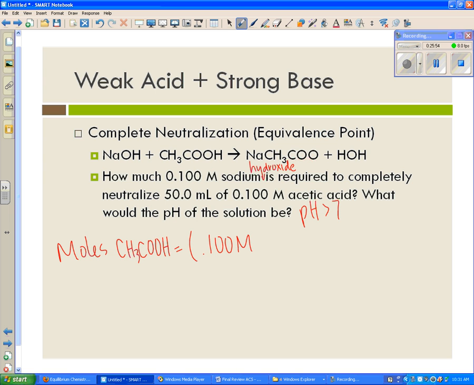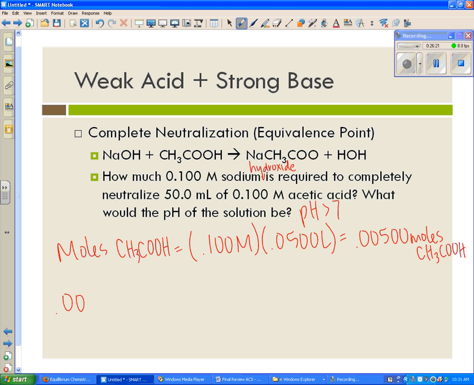0.100 molar times 0.0500 liters equals 0.00500 moles of acid. Now neutralization occurs, remember, when moles of acid equals moles of base. This is how many moles of acid I have. I can use that then in the balanced equation to find out how many moles of base I would need.